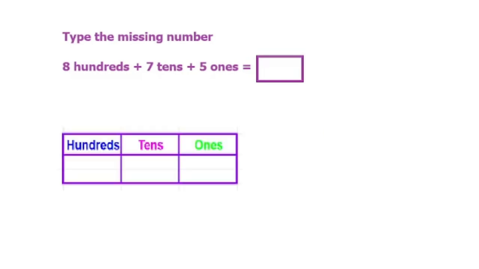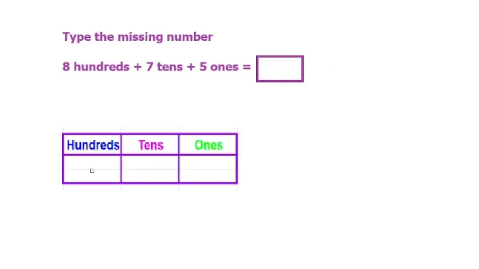So we have to remember our place value chart. And this is a good chart to remember. It'll help you when you have a problem like this and you have to write it in just numbers. So we know that the hundreds go in this column, the tens go in this column, and the ones go in this column.